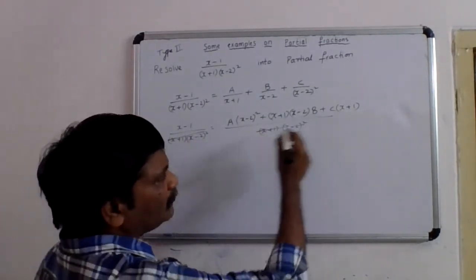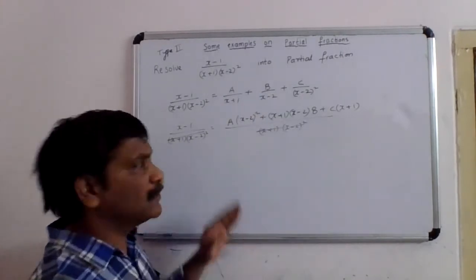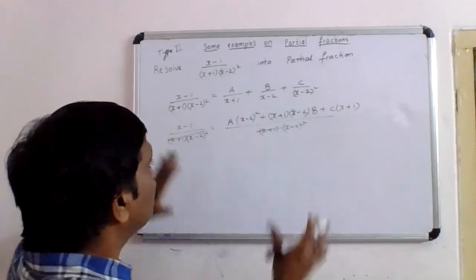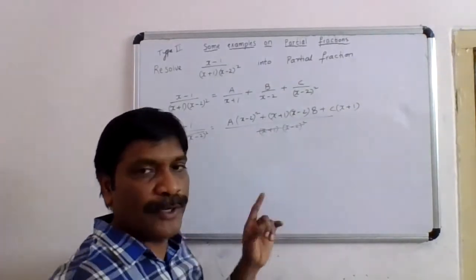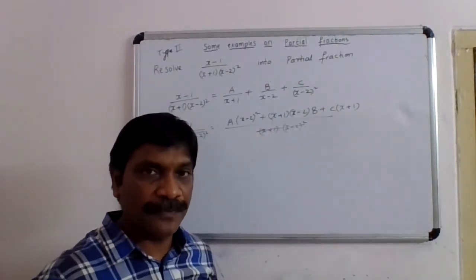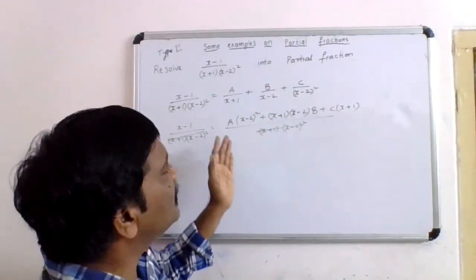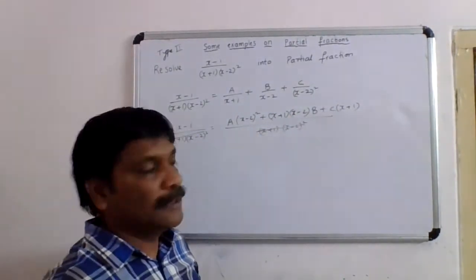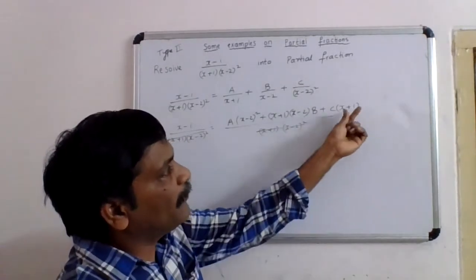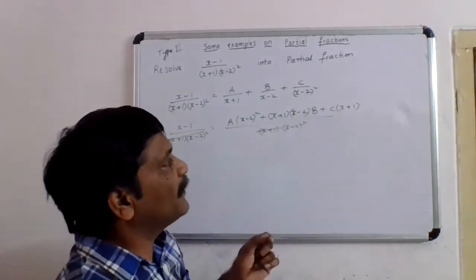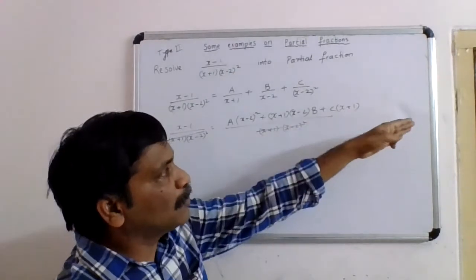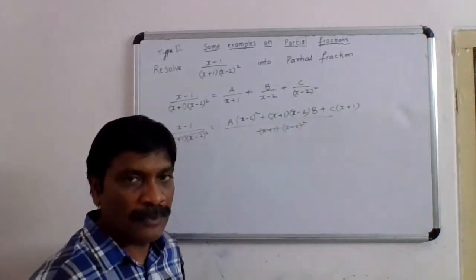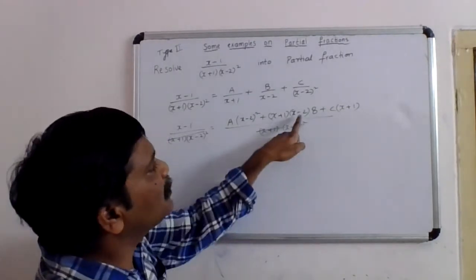Now, whenever you see only linear factors, instead of comparing x square coefficients or x coefficients as such, simply substitute factors making 0. x plus 1 is a factor, x minus 2 is a factor. x plus 1 is equal to 0, x becomes minus 1. So substitute x is equal to minus 1 throughout. And the other time substitute x is equal to 2.